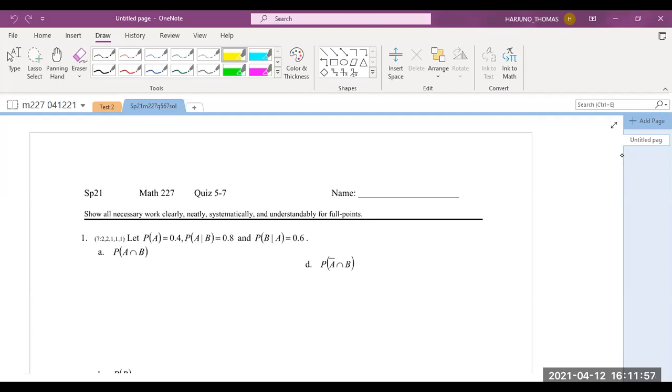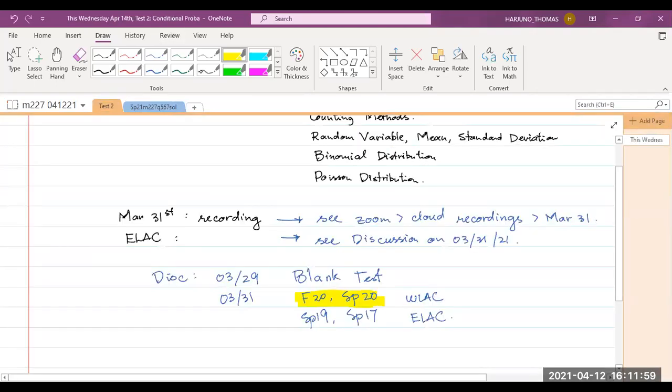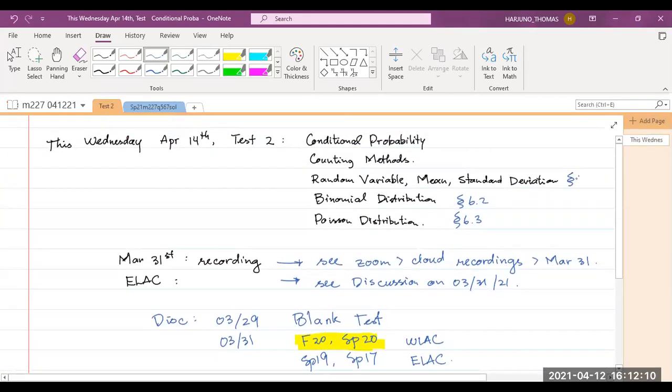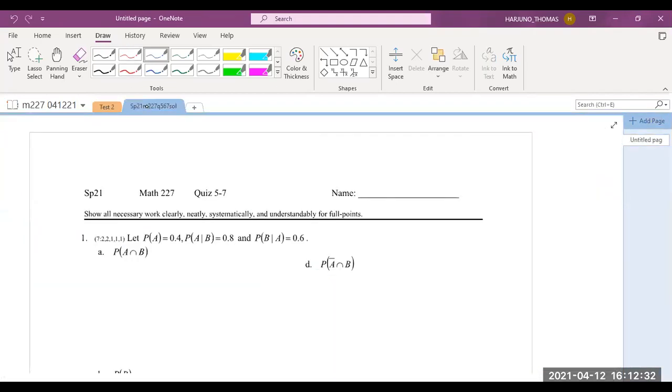Your test 2 will be up to the Poisson distribution. I believe that's section 6.3. This is section 6.2. This is section 6.1. This is section 5.6 or 5.7, I don't remember, maybe 5.4. And conditional probability, I think that's 5.3. Basically, start from conditional probability. Okay, let's start with this Spring 20, 21 quiz that you turned in last Saturday evening.